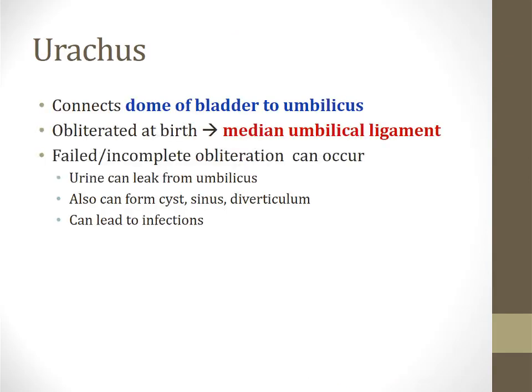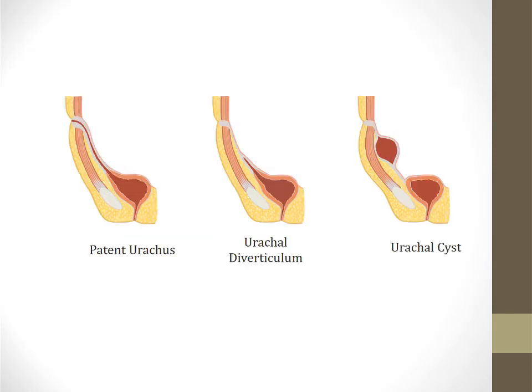We'll finish by talking about the urachus. The urachus is an embryologic structure that connects the dome of the bladder to the umbilicus, and it should be obliterated at birth and become the medial umbilical ligament. If there is failed or incomplete obliteration at birth, then a number of anomalies can occur. First of all, if there's a persistent connection between the bladder and the umbilicus, then urine can leak from the umbilicus in a newborn baby. Also, sometimes if there's incomplete obliteration, a cyst or a sinus or a diverticulum can form, and these are setups for infections.